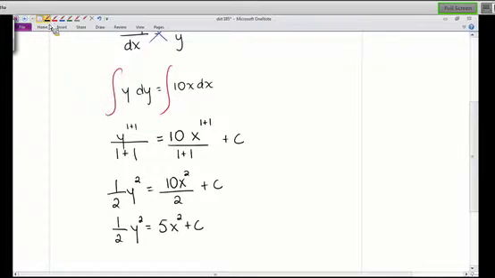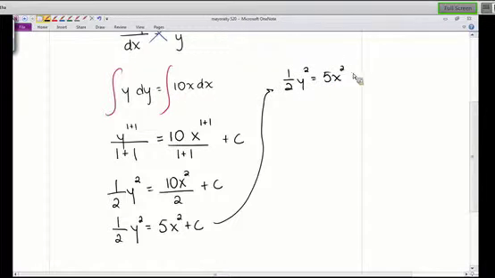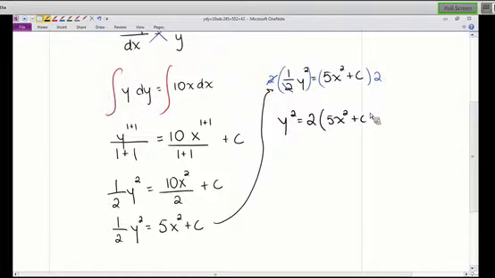Because we're solving this equation for y, I'm just going to continue on over here. So we have 1/2 y squared is equal to 5x squared plus our constant. Okay. Now because we're solving for y, we want to somehow get rid of the fraction in front of our y squared. So we're going to multiply both sides by 2. This will cancel out our fraction, leaving us with y squared is equal to 2, open our set of parentheses, 5x squared plus our constant.